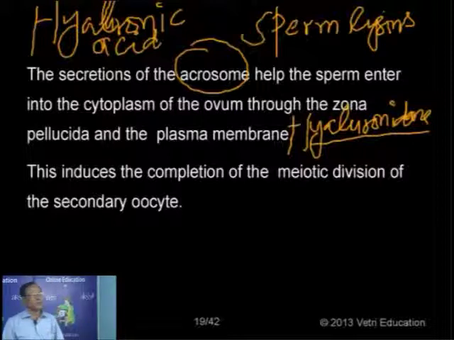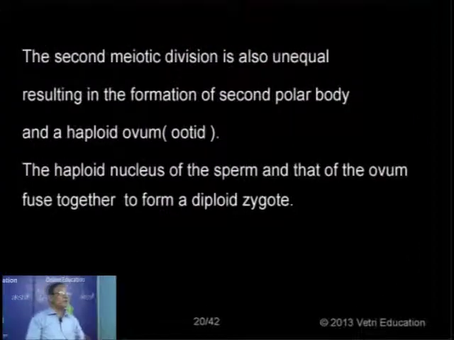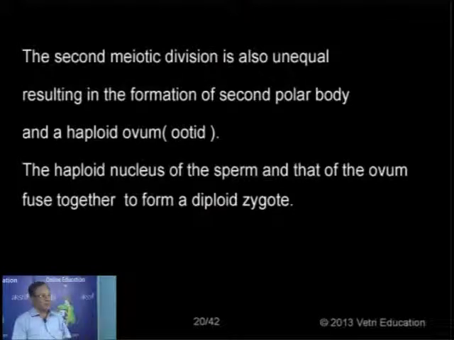This is what is happening in the case of oogenesis. The second meiotic division is also unequal in nature. Don't forget, at the time of ovulation, the egg has completed only the first meiotic division. The primary oocyte has been converted to the secondary oocyte, so it is in the stage of secondary oocyte. The secondary oocyte now undergoes the second meiotic division, resulting in the formation of the ovum. The second meiotic division is also unequal in nature. A large ovum and a small polar body are formed.